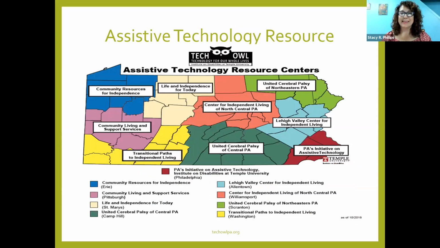Okay, this is the last thing. So you may not be in Philadelphia or in the Philadelphia area and thinking, oh, I can't go to Temple University or contact the Institute on Disabilities because it's in Philly. That's not true. The Institute on Disabilities has, and Tech Owl, our team, has 9 resource centers that are statewide. So on the screen right now is a map of Pennsylvania and the locations of those resource centers. We have resource centers in Erie, Pittsburgh, St.